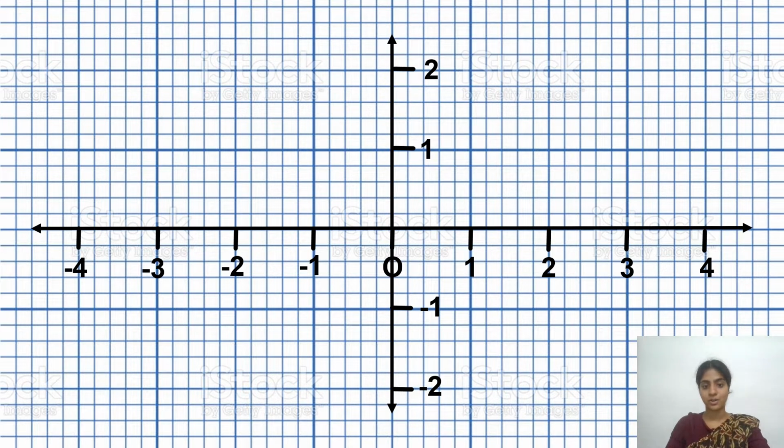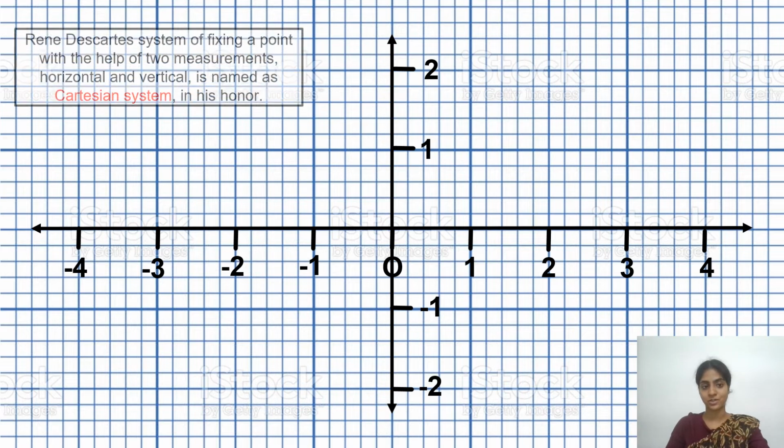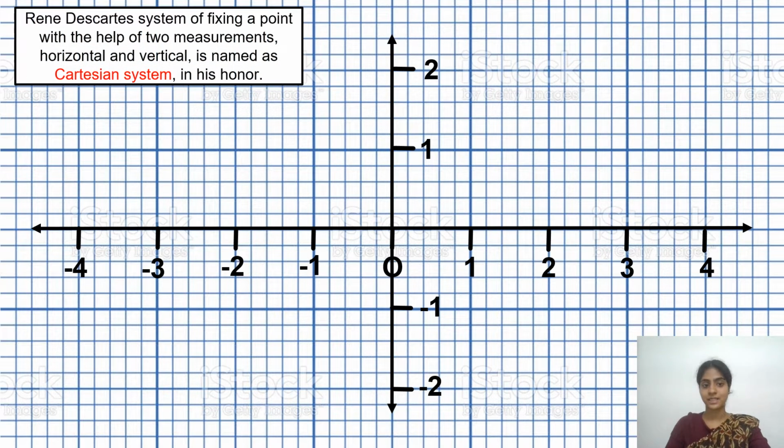Let's see the parts of this graph sheet. So graph sheet is basically a system of fixing a point with the help of two measurements, horizontal and vertical. This is also called Cartesian system. This is called Cartesian system in the honor of René Descartes. So René Descartes' system of fixing a point with the help of two measurements, horizontal and vertical, is named as Cartesian system in his honor.